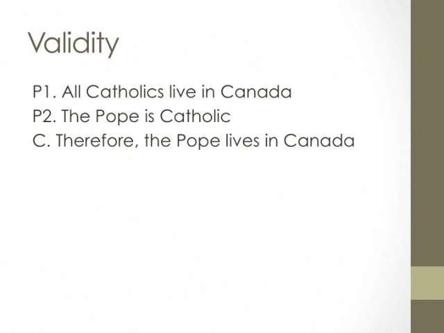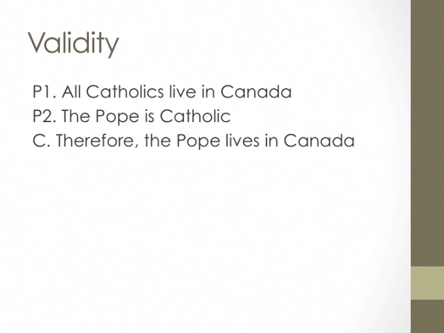This illustrates the point. So, premise 1, all Catholics live in Canada. Premise 2, the Pope is Catholic. Conclusion, therefore the Pope lives in Canada. Now imagine that the premises were true. In that case, the conclusion would have to be true as well. So it is a valid argument.